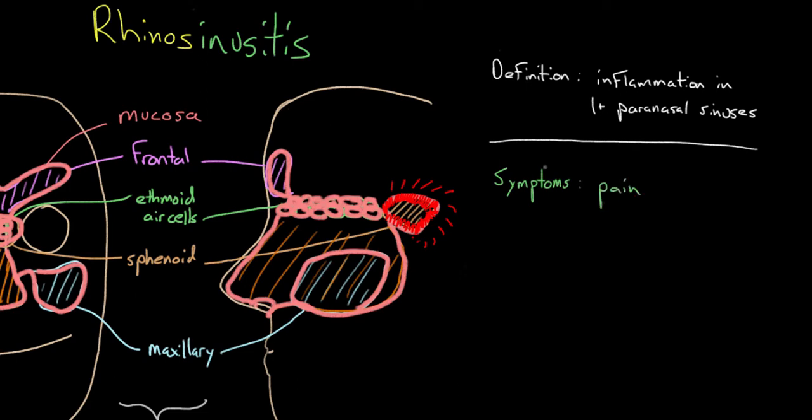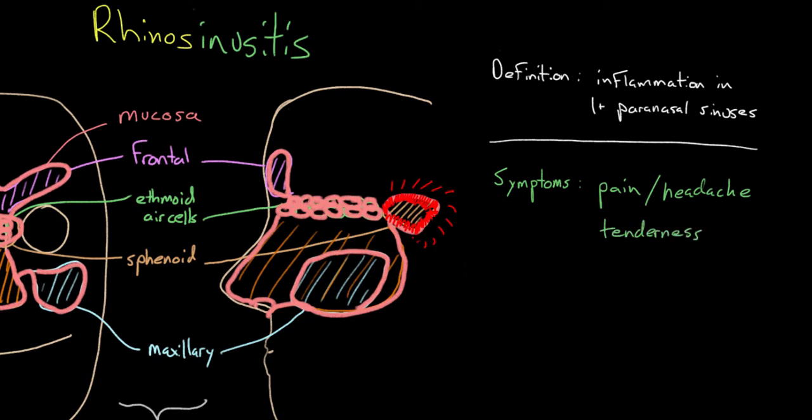Now that pain can be localized to the sinus in question, but it can also produce general pain, particularly in the case of the deep sinuses like the ethmoid air cells and the sphenoid sinuses. That may just cause headache. With maxillary sinusitis, you can actually feel the pain in that particular maxillary sinus. In fact, if you tapped on it with your finger, that could produce tenderness.